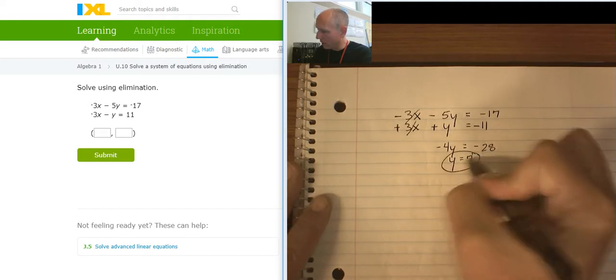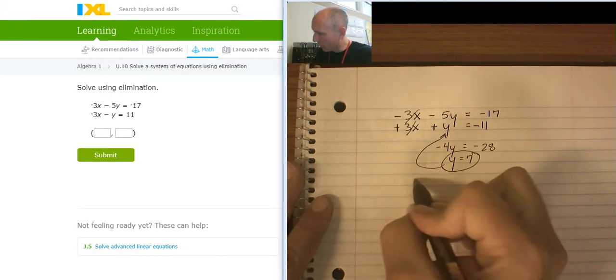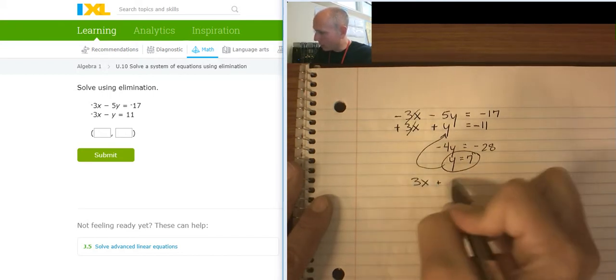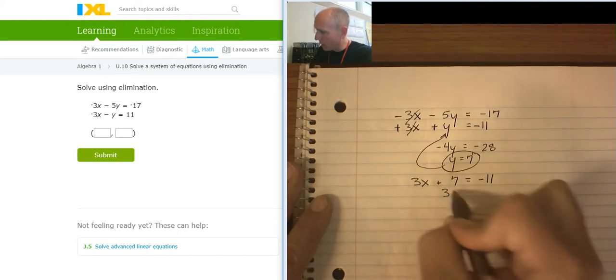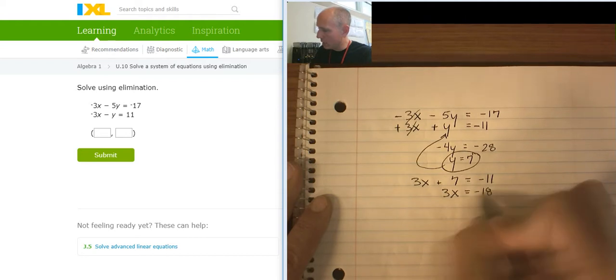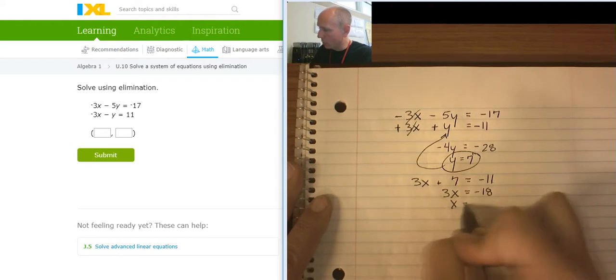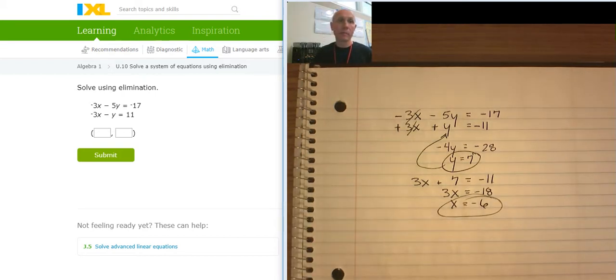Going into the, I'll put it right here, into that equation right there. 3x plus y equals negative 11. 3x, subtracting 7 from both sides, equals negative 18. Dividing by 3, x equals negative 6. Negative 6 comma 7.